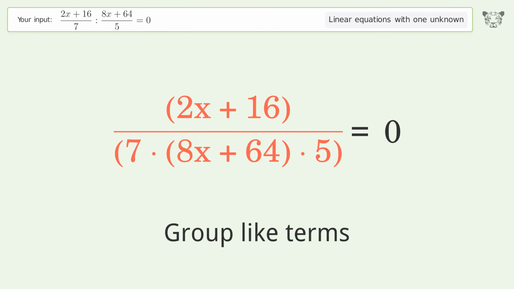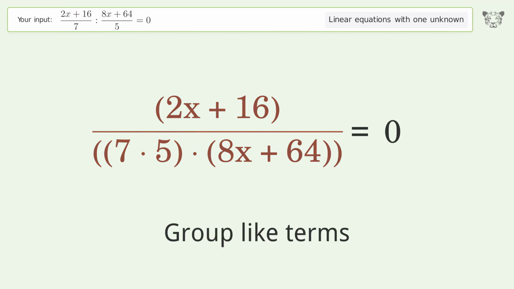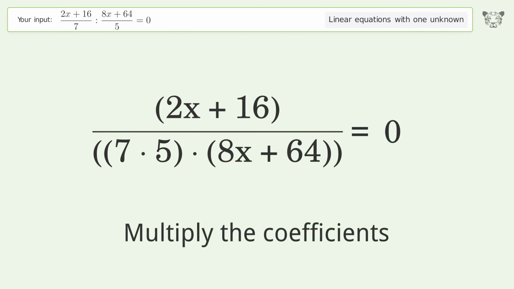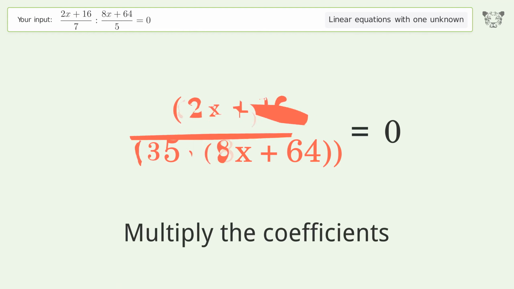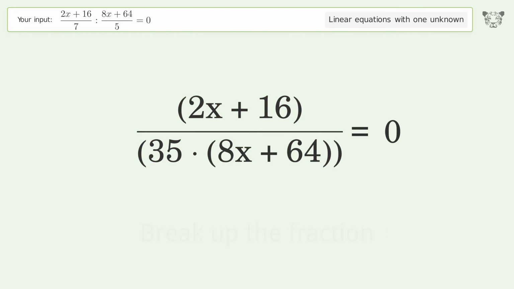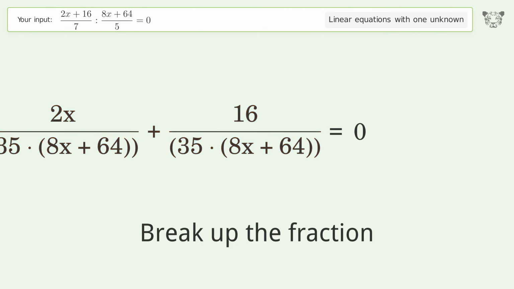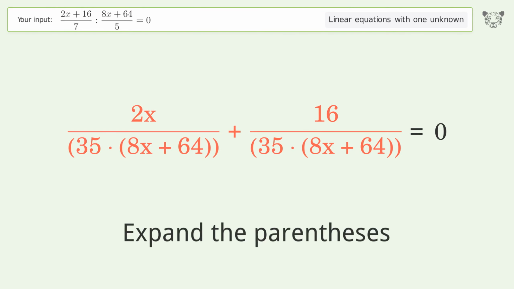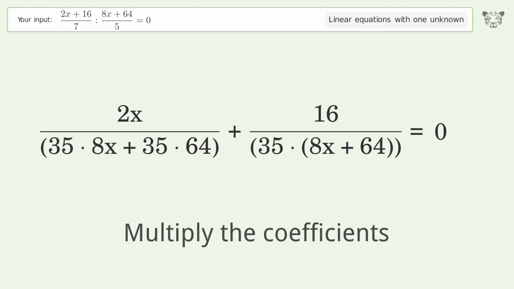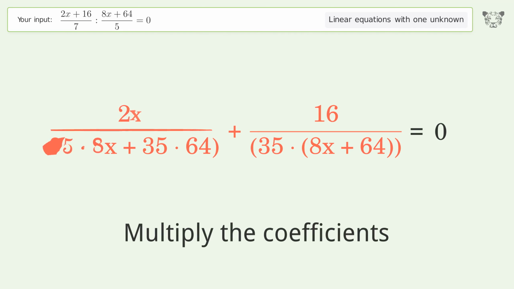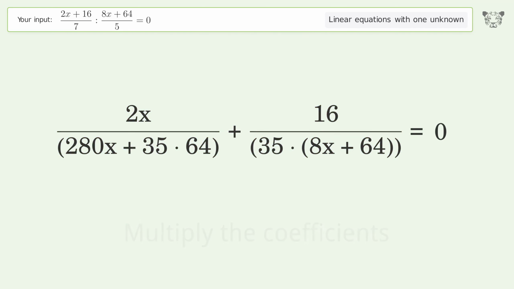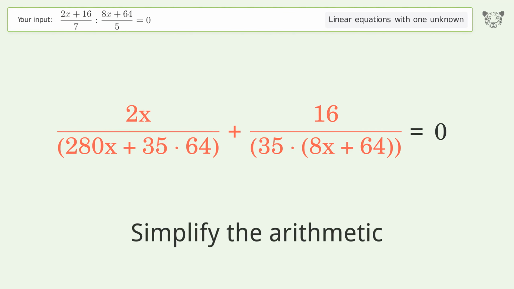Group like terms. Multiply the coefficients. Break up the fraction. Expand the parentheses. Multiply the coefficients. Simplify the arithmetic.